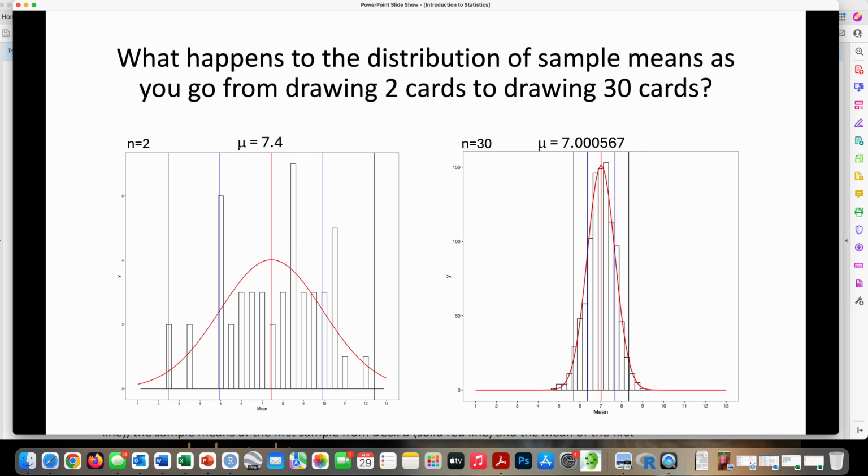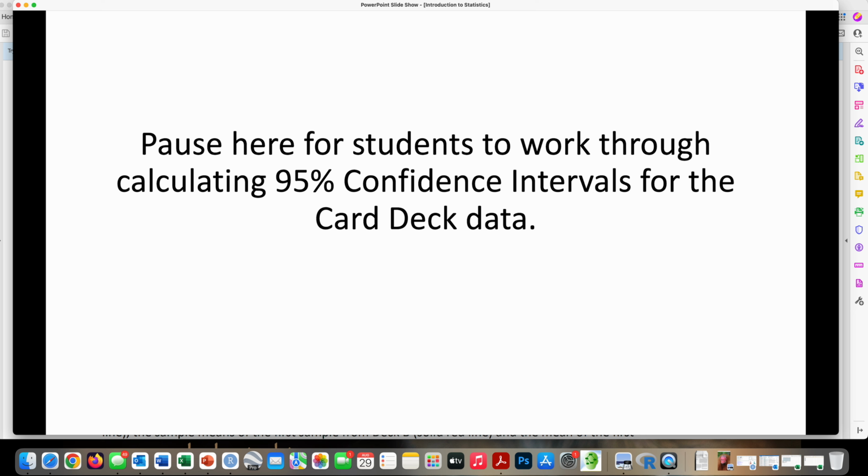And this is just to contrast those two things, the two extremes. N of 2 sampled 50 times versus an N of 30 sampled 1,000 times. So at this point, there is a section of the protocol that I want them to go back to.